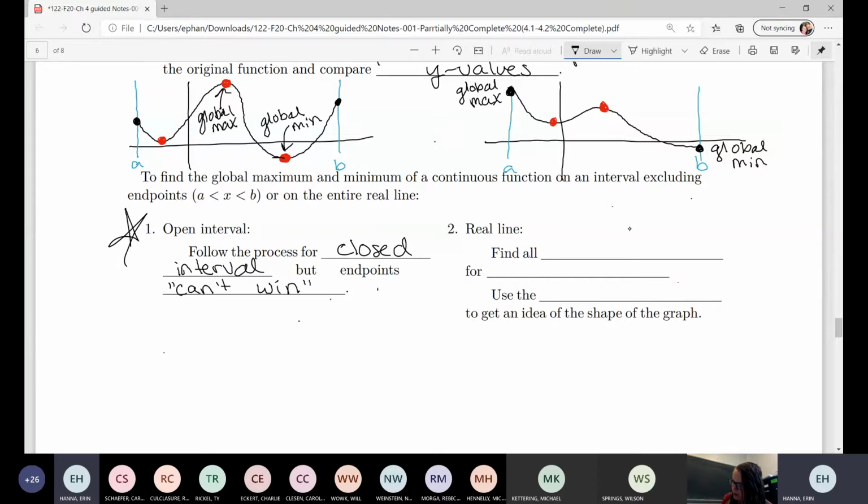What I mean by that is when we do our process for finding global maxes and mins on a closed interval, we look to see which y values are the largest and which y values are the smallest. And essentially, if that largest or smallest y value would have been in an endpoint, then you don't have that type of global extrema because we're not actually including the endpoints. So let me draw a picture.